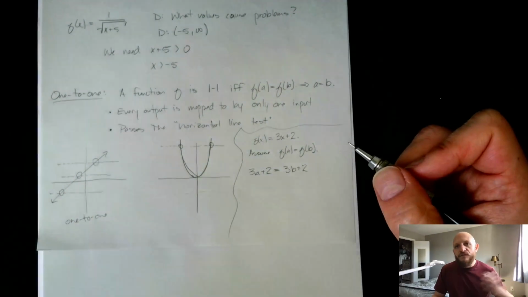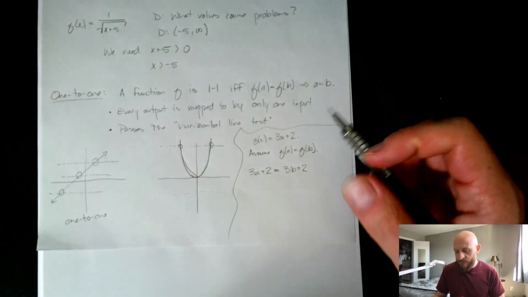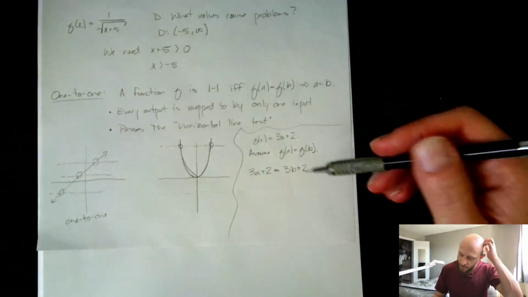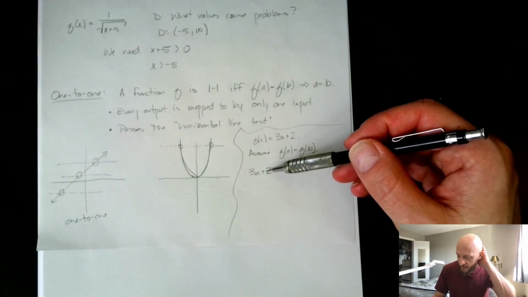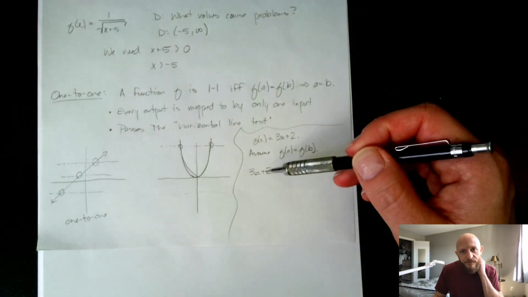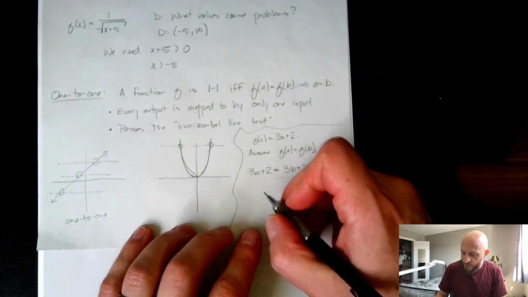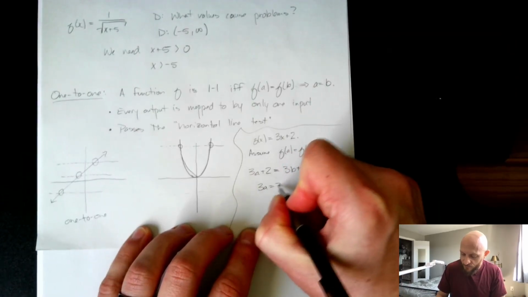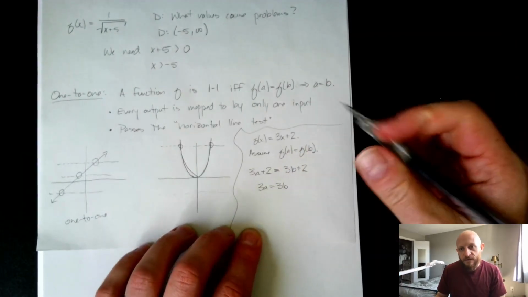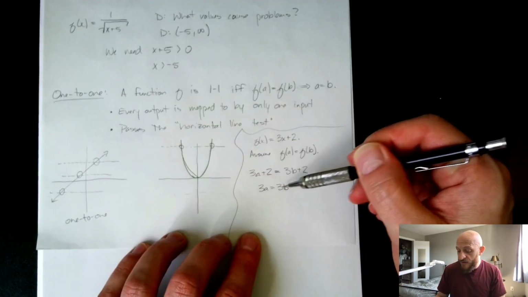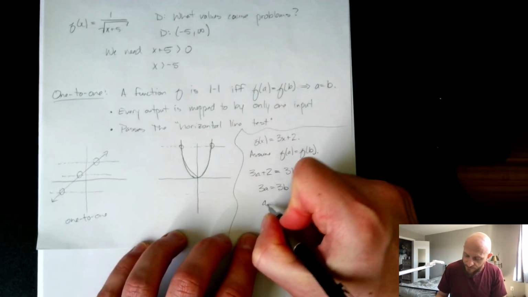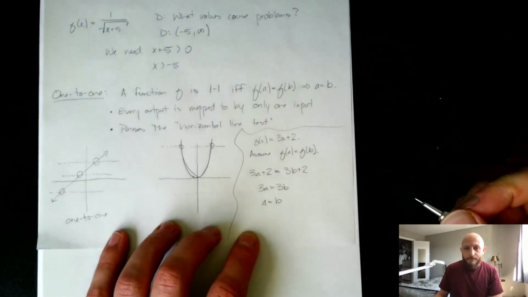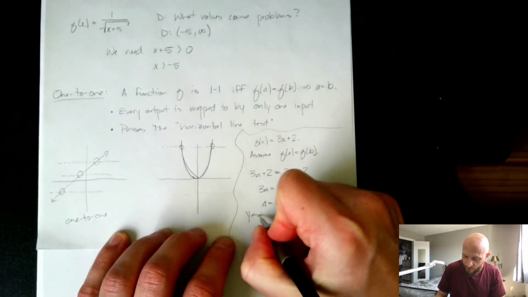And then let's just simplify this equation down. It simplifies down very quickly. On the one hand, we can subtract 2 from both sides. If we subtract 2 from both sides, we get 3a equals 3b. And then finally, we can divide through by 3. And what do we end up with? a equals b. So yes, it's one-to-one.